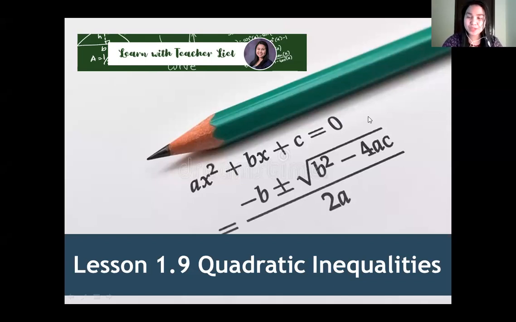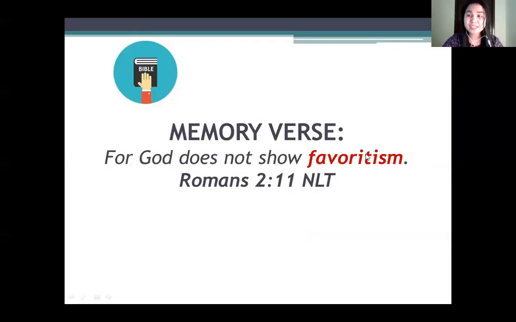Now, to start with, let's say our memory verse all together. It's found in Romans 2 verse 11. It says, "For God does not show favoritism." It reminds us today that God is fair and equal to everyone.